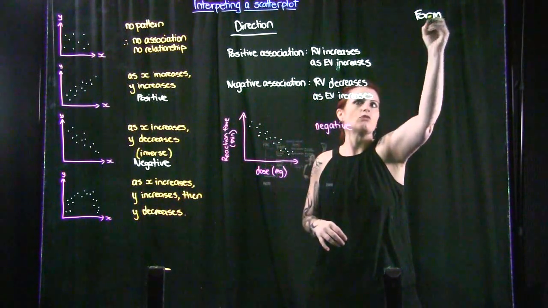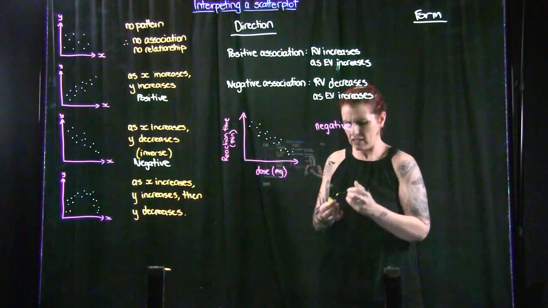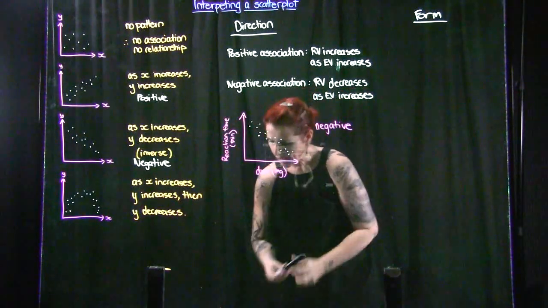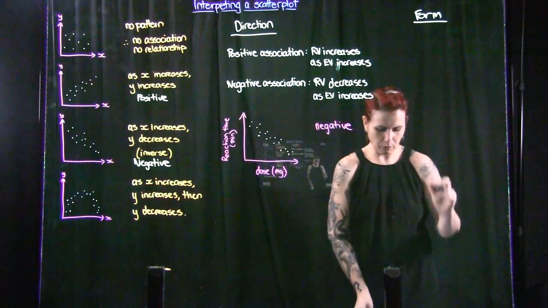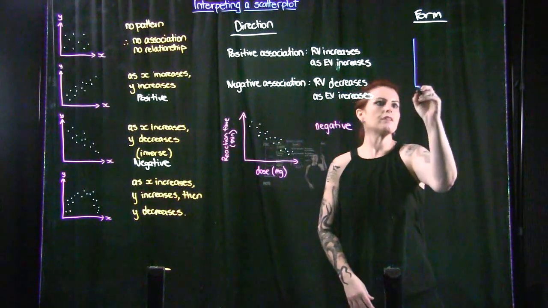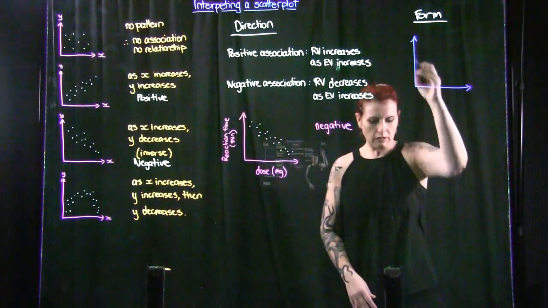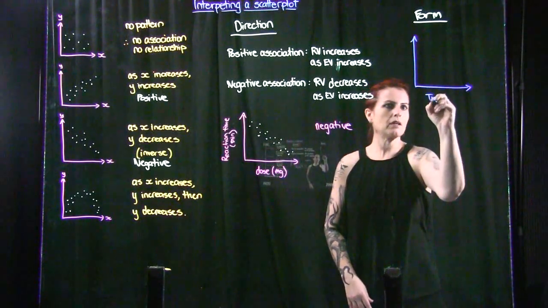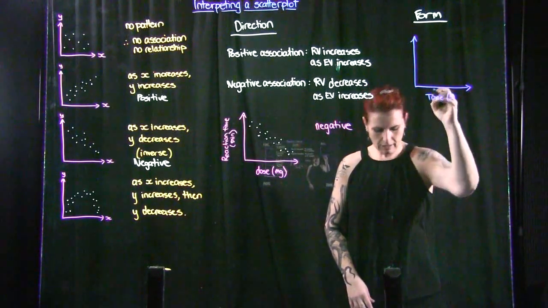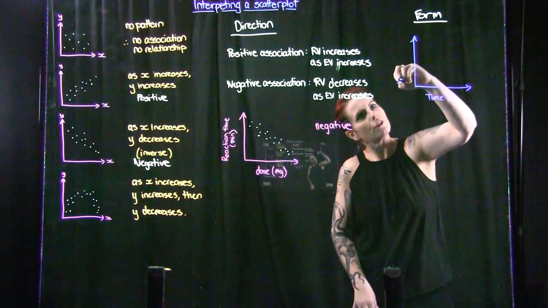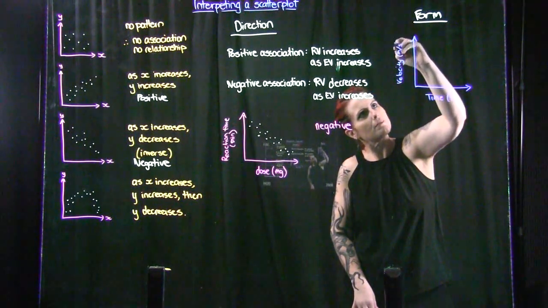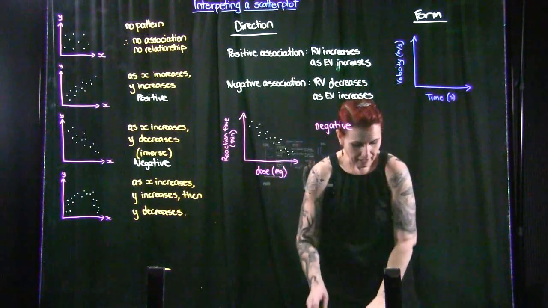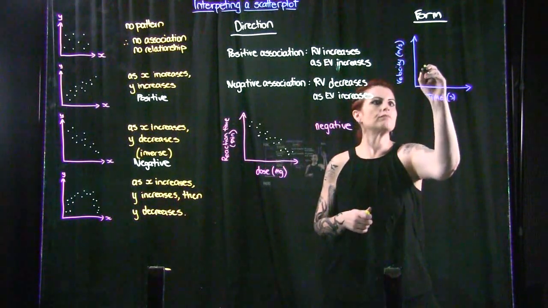Oh, that's not good. Let's pick a different colour. Now, form. Let's go over here. We've got time in seconds, and this way, velocity, and that's measured in meters per second. So, then I put my dots in.